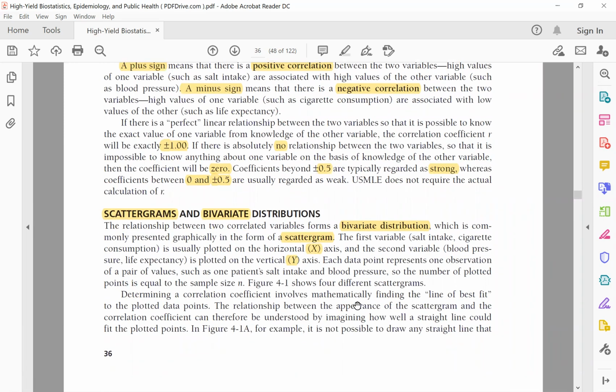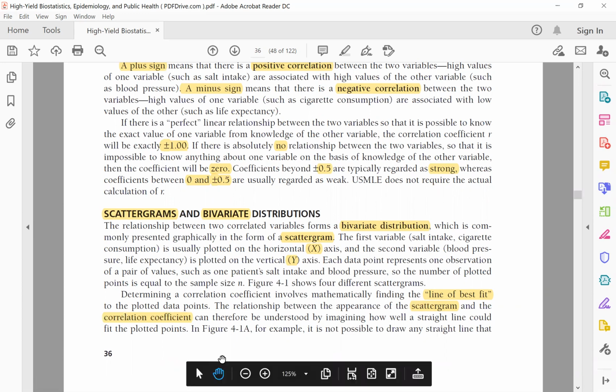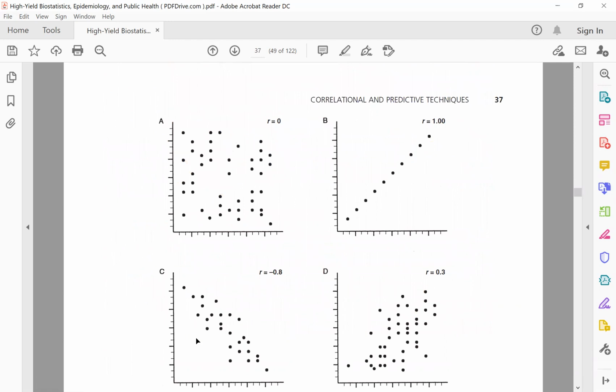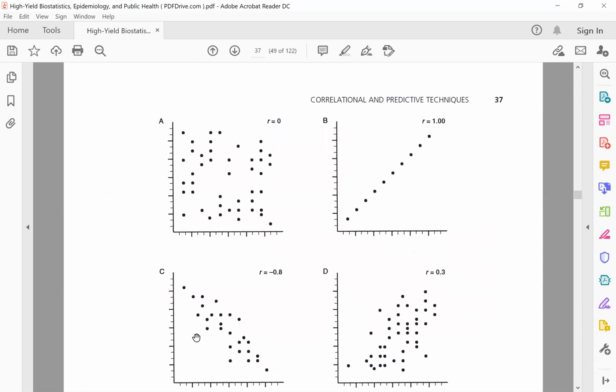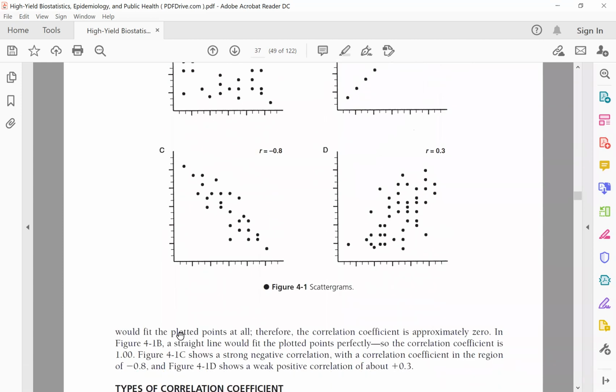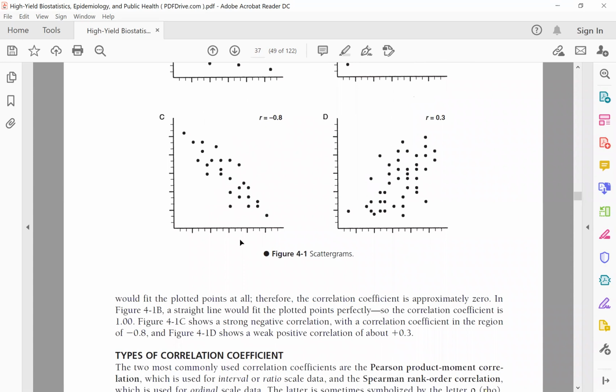Determining a correlation coefficient involves mathematically finding the line of best fit to the plotted data points. The relationship between the appearance of the scattergram and the correlation coefficient can therefore be understood by imagining how well a straight line could fit the plotted points. In figure 4.1a, for example, it's not possible to draw any straight line that would fit the plotted points at all, and the r here would be 0. It is all over the place, the dots here.